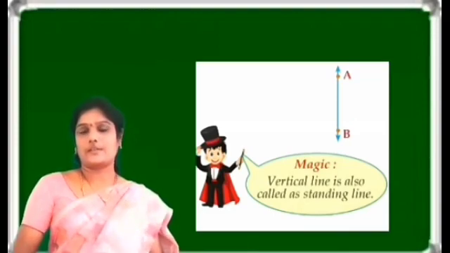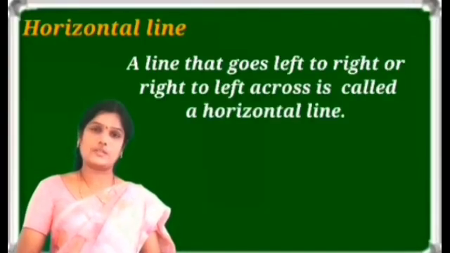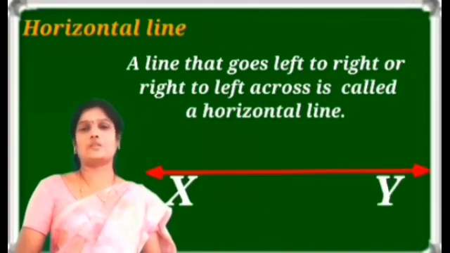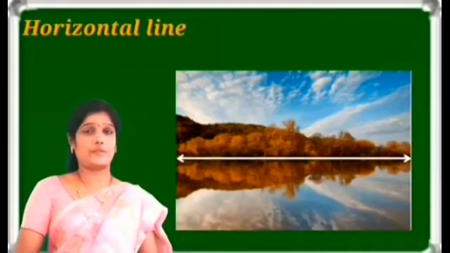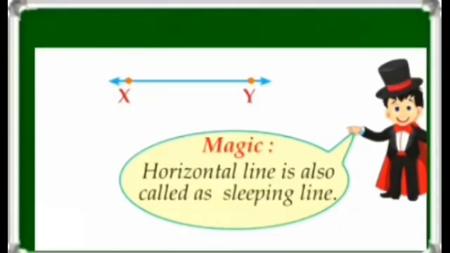Now, we'll see the next line, children. Did you see Vizag Beach Road, children? Now see, we have some lines on those roads. Those lines are straight and go left to right or right to left. A line that goes left to right or right to left across is called a horizontal line, children. Here see, even in this picture, we can see horizontal lines. Horizontal line is also called sleeping line.